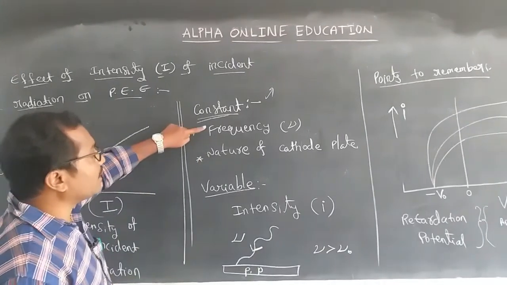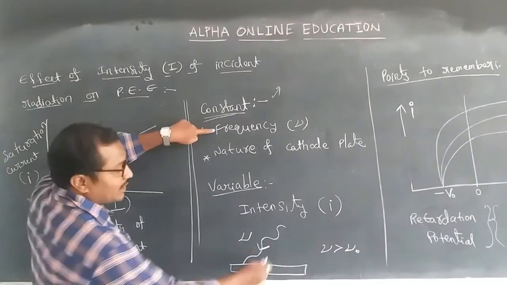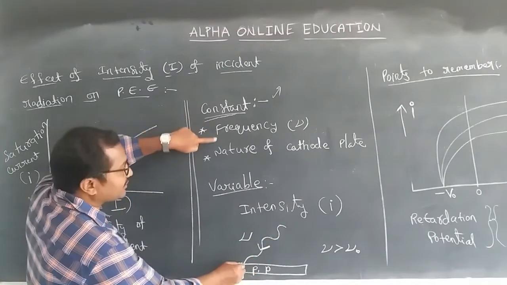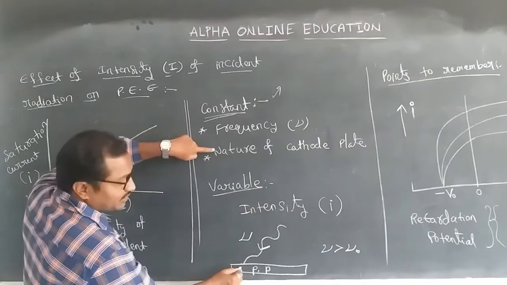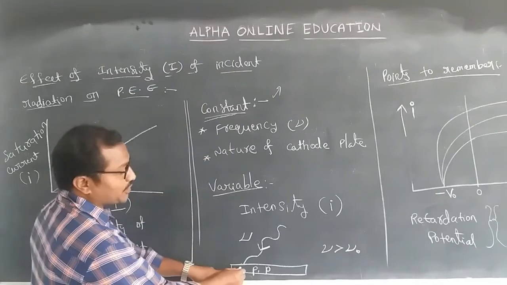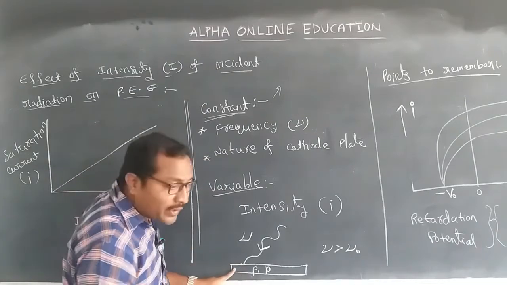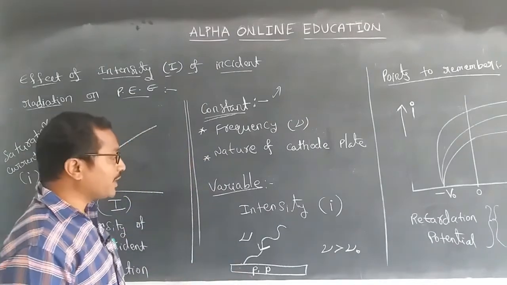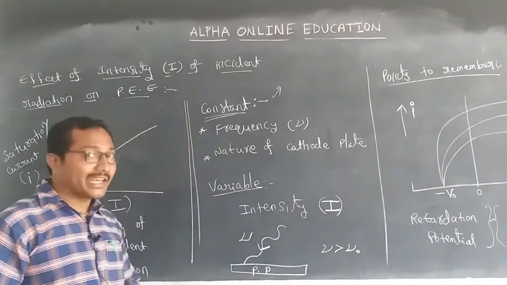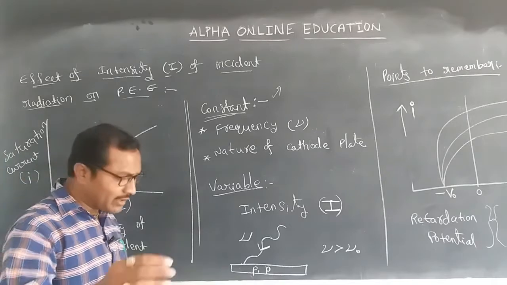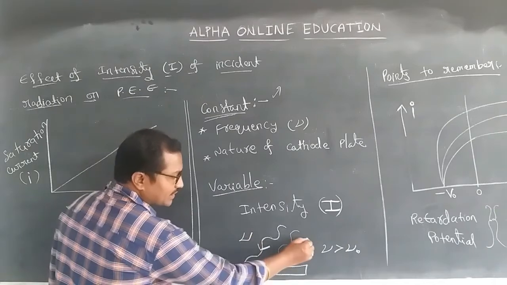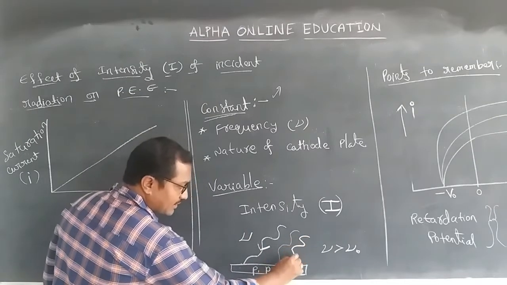Now what are we doing? We are keeping the incident frequency constant, as well as the nature of the cathode plate. It means this photoeffective plate is also constant. Now what are we going to change? Here we are going to change the intensity of incident radiation. Okay, in our regular manner I am taking, this is one light and this is another light.